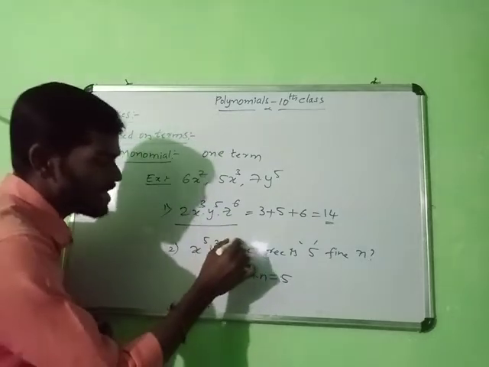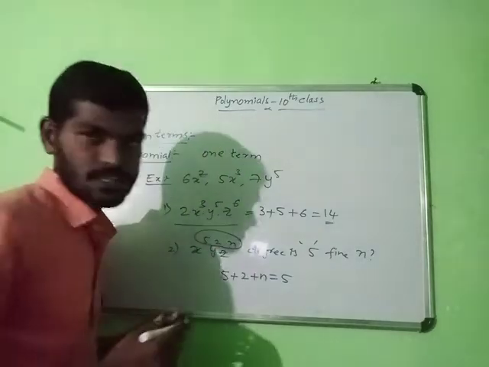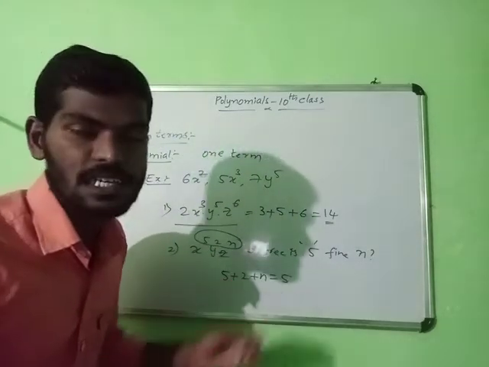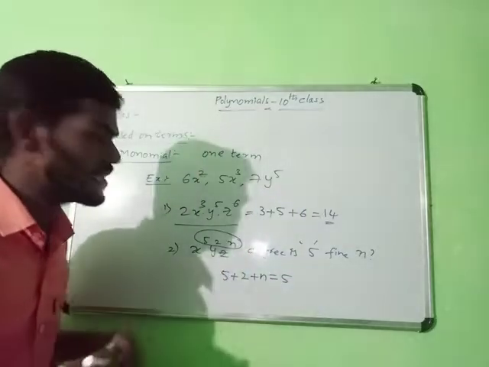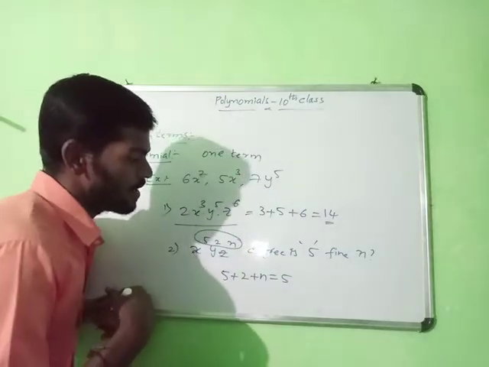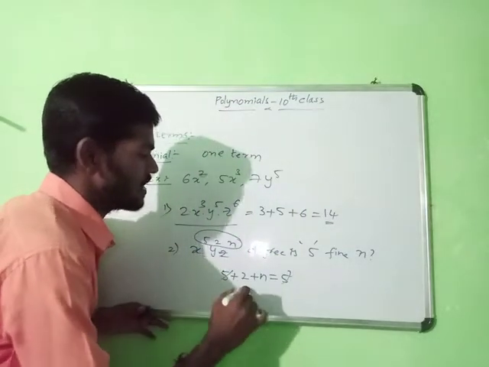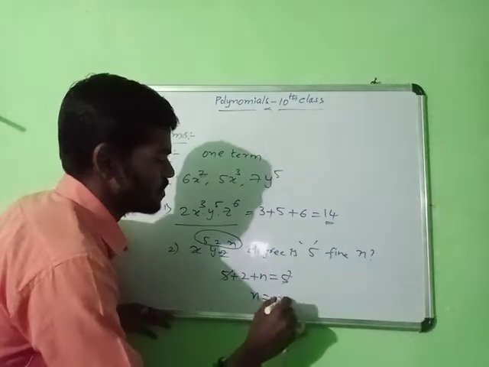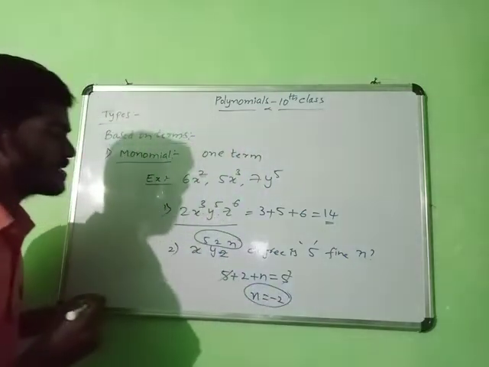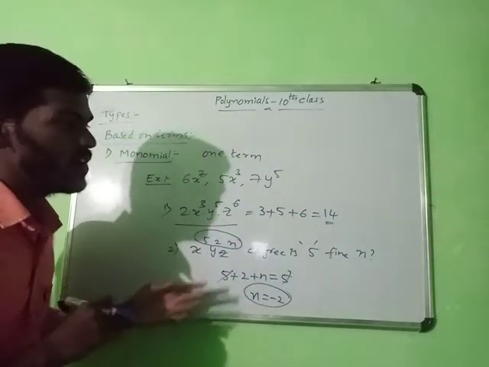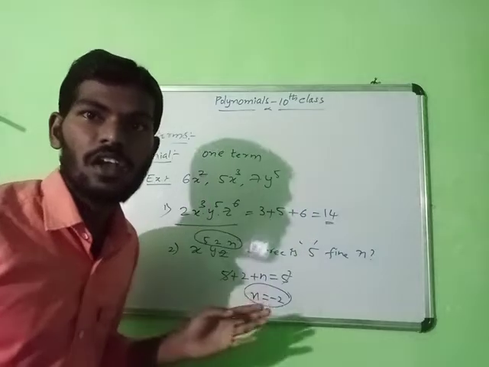To find the degree of a monomial, add all the powers. Now the given degree is 5, so take that. 5 plus 2 plus n equals 5. The 5s cancel, so n is equal to minus 2. This is the value of n.